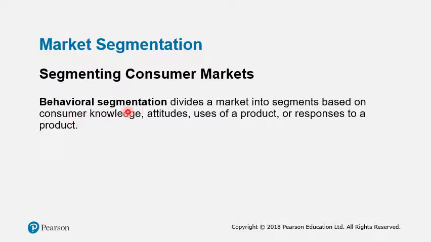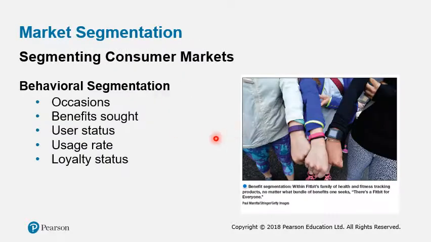Lastly, the behavioral segmentation. This is when we divide the market based on the consumer's knowledge, their attitudes, uses of a product, or responses to a product. Let's first look at the behavioral segmentation. It can be divided in terms of occasion, the benefit sought, user status, usage rate, and also loyalty status.